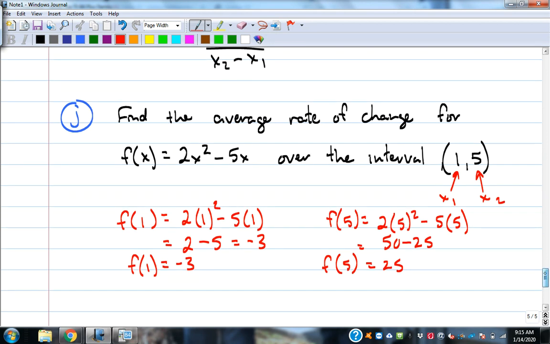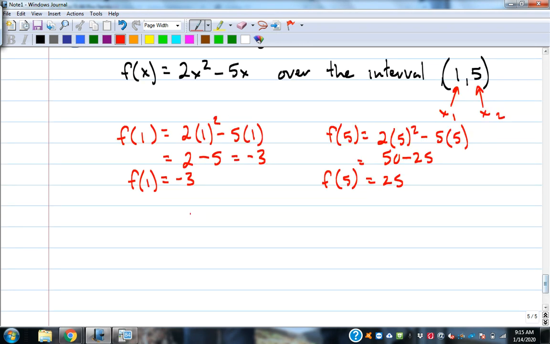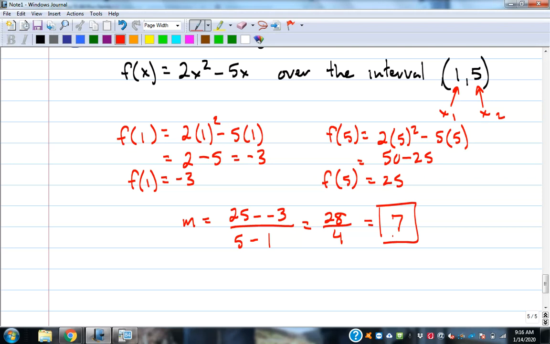Now I have ordered pairs, and all I got to do is the slope formula to find that average rate of change. So 25 minus negative 3 over 5 minus 1. 28 over 4, which is 7. The average rate of change for that function over that interval is positive 7. That's what we're finding.